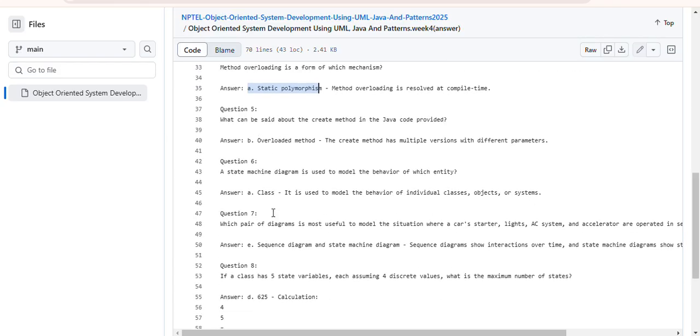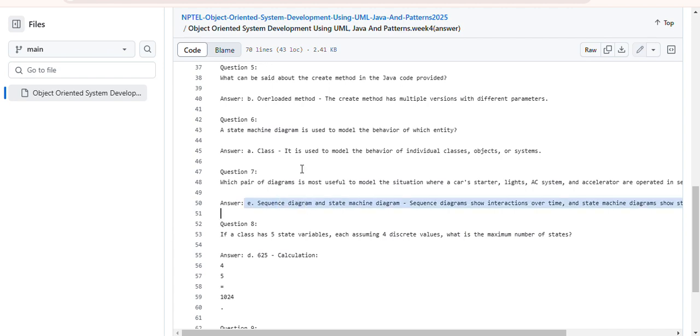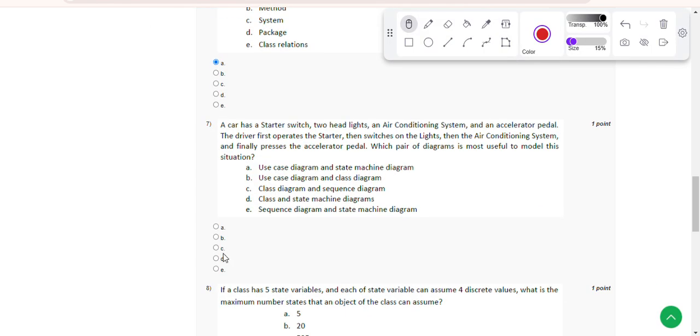Coming to the seventh question. E is the correct answer. In the seventh question, E is the correct answer, sequence diagram and state machine diagram.